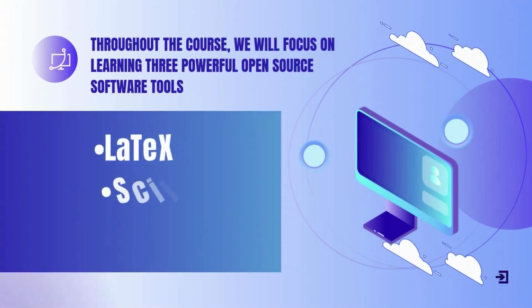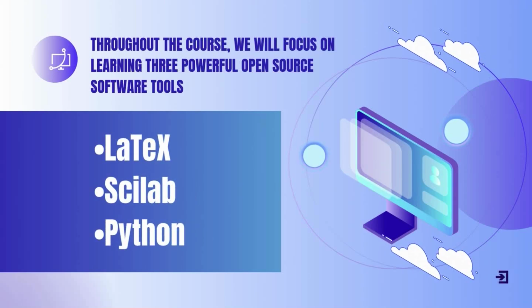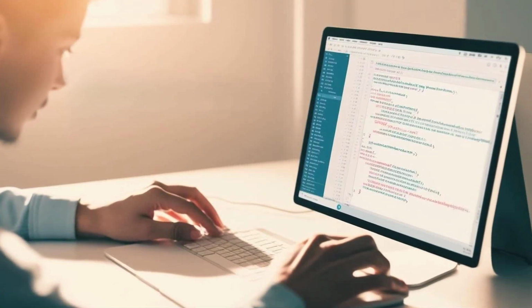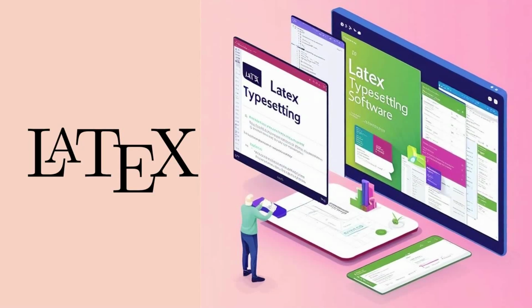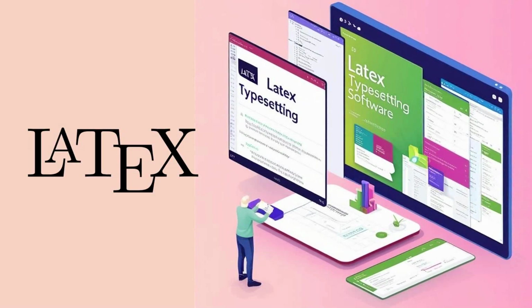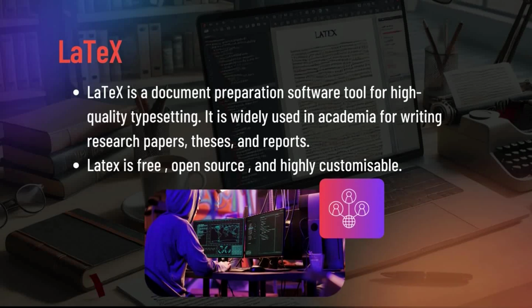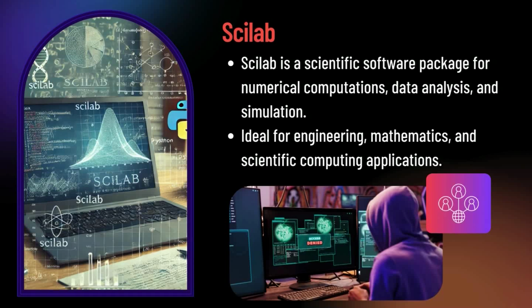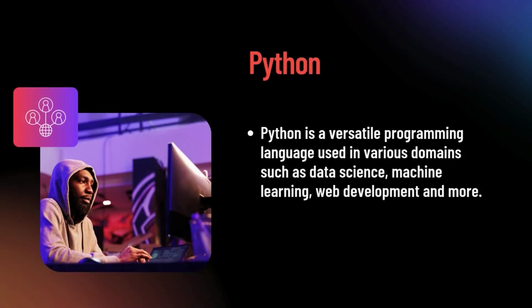Throughout the course, we'll focus on 3 key open source software tools: LaTeX, Scilab, and Python. These powerful tools are widely used in academia, and learning them will enhance our productivity and creativity. LaTeX is a document preparation software tool for high-quality typesetting. Scilab is a scientific software package for numerical computation, and Python is a versatile programming language used in various domains such as data analysis, web development, machine learning, and more.